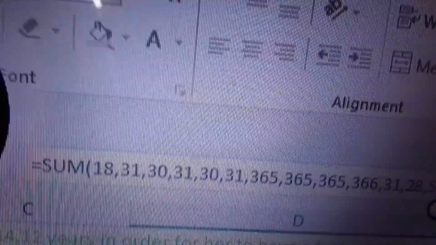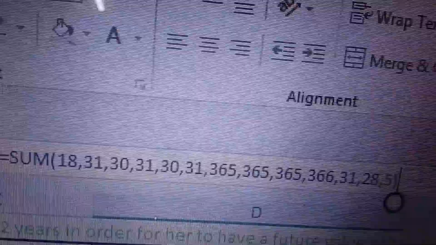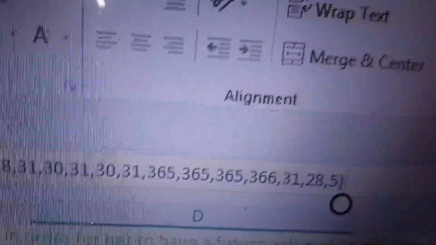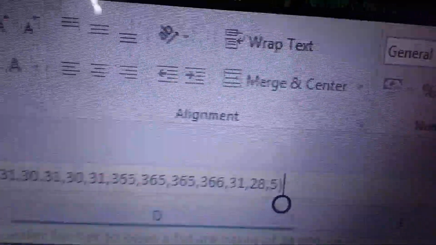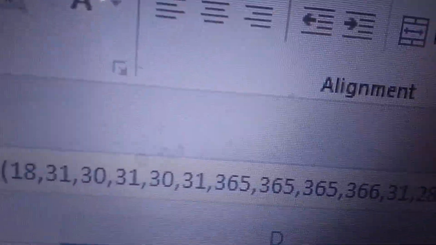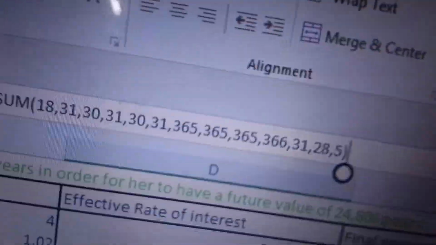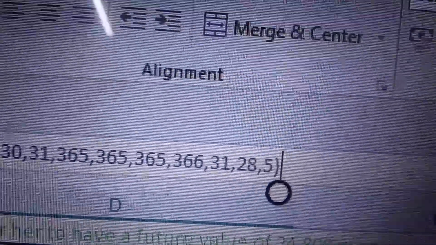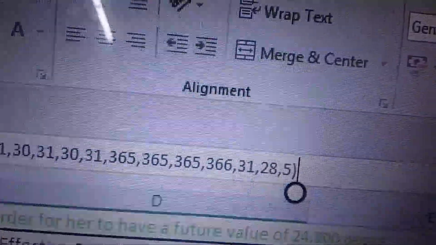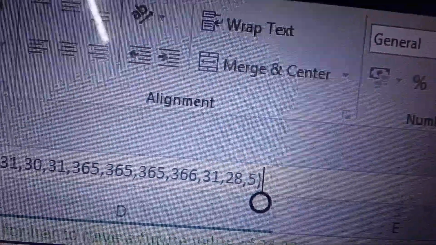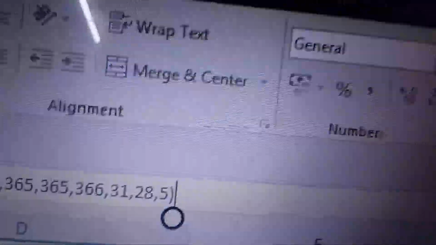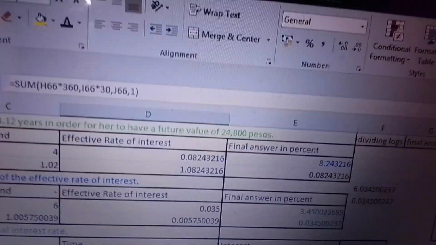And then August is 31. September, 30. October is 31. November is 30. Then December is 31. And then all the subsequent ones are from the years: 365 for 2017, 365 again for 2018, 365 for 2019, and 366 for 2020 because 2020 is a leap year, right? And then 31 for January 2021, 28 for February 2021, and then plus 5. So therefore, we're supposed to have 1,696 days.